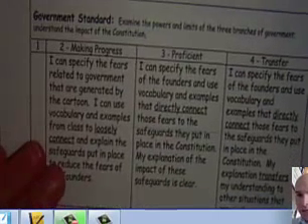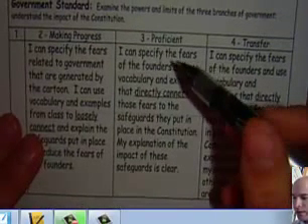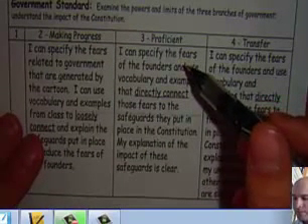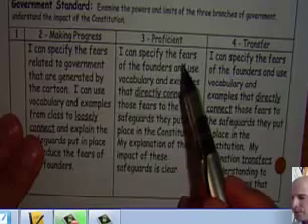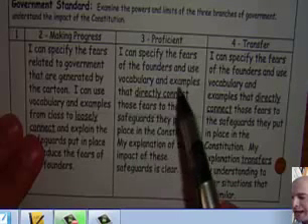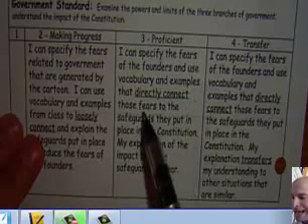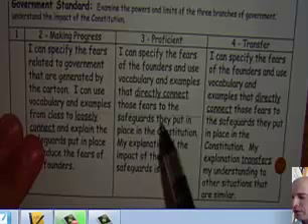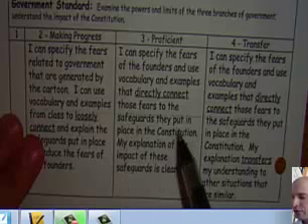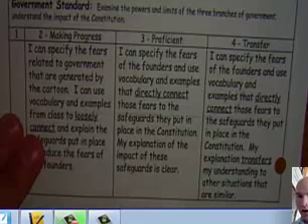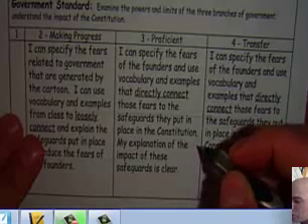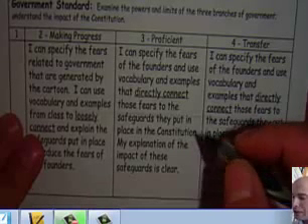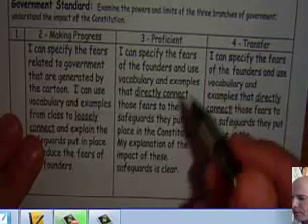You have room on the back, but also you're going to want to look at where you're being assessed. So looking at number 3, proficient, which is where you want to be, I can identify precisely the fears of the founders and use vocabulary and examples that directly connect those fears to the safeguards the founders put in place in the Constitution. My explanation of the impact of these safeguards is clear. So you need to use very clear language, you need to use the right vocabulary, and you need to answer the prompt. Answer the prompt.